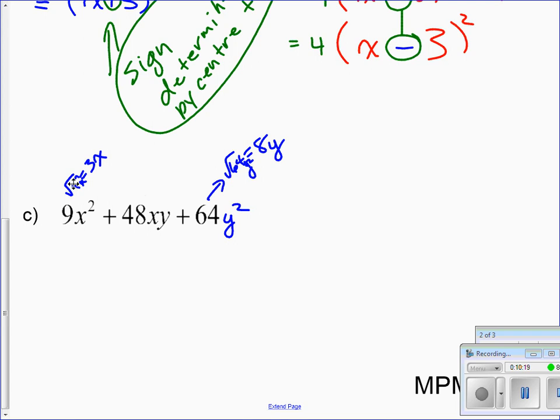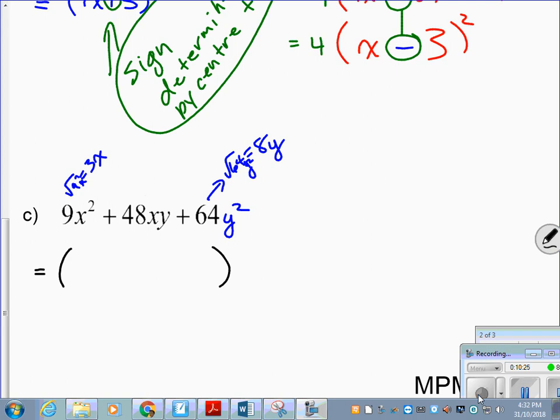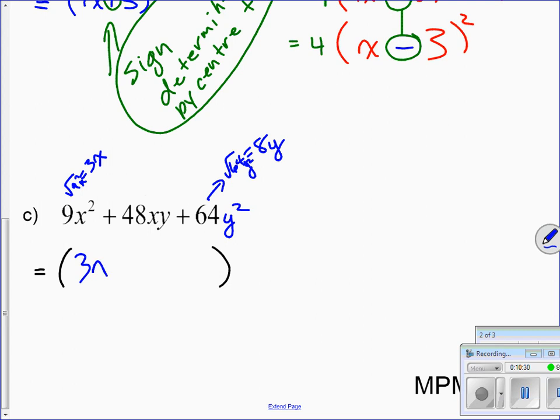So now we'll write at the beginning of our problem, we're going to get 3x. At the end of our bracket, we're going to get 8y. And we need to remember that the whole thing is squared. But where does the sign come from? The sign will come from the center term. The center term has a positive sign on it, so we literally match it in this case. And we're done.